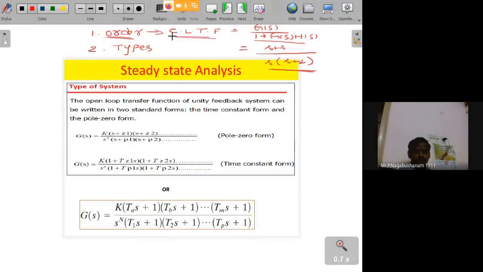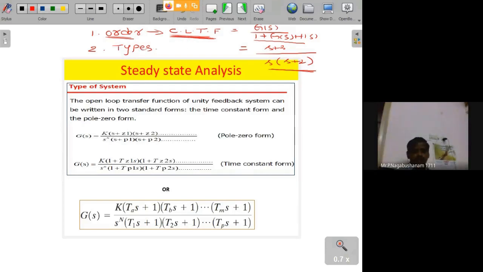Very, very important. Other than GATE also, any competitive exam will ask what is the order of a system. We studied a second order system, s square plus 2 zeta omega n s plus omega n square. That is the second order system.